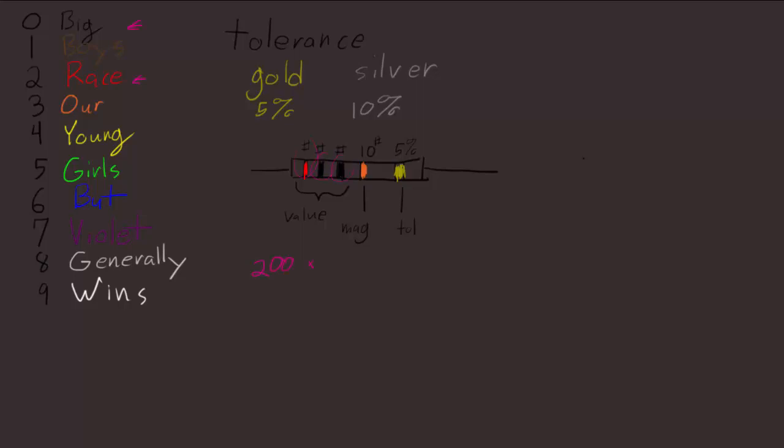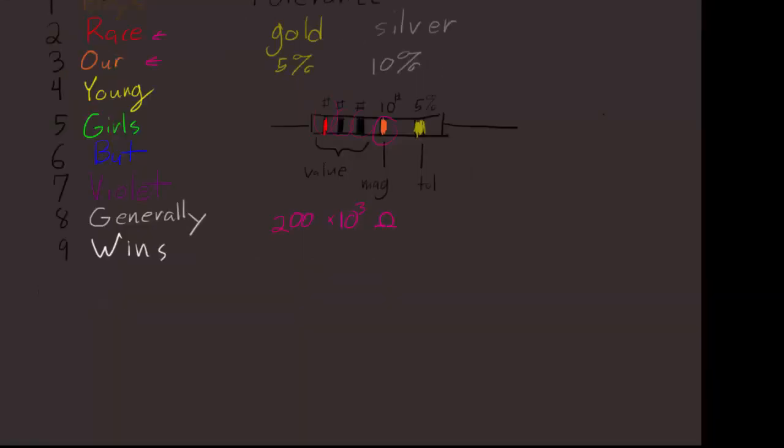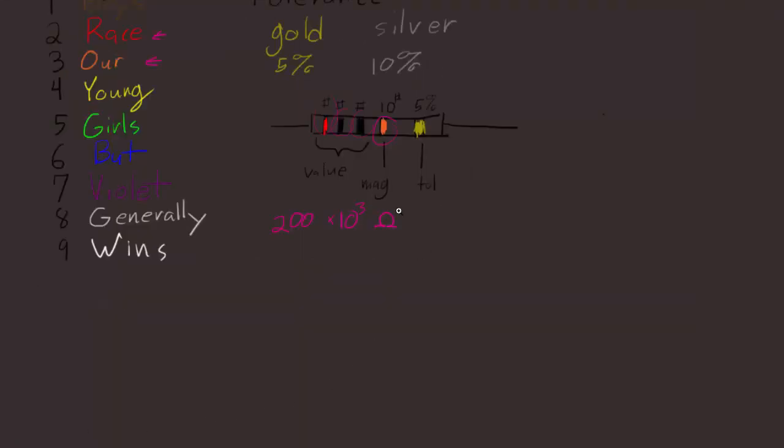Next I have the magnitude band, which I multiply the value by. So I get 10 raised to orange, which is 3, giving me 200 times 10 to the third power. That means that the base value is 200 times 10 to the third ohms, or 200 kiloohms. Finally, we multiply 200 kiloohms times 5% to get the allowed deviation from 200 kiloohms. So we get 10 kiloohms as our allowed deviance, which gives us 200 plus or minus 10 kiloohms as the expected value of this resistor.